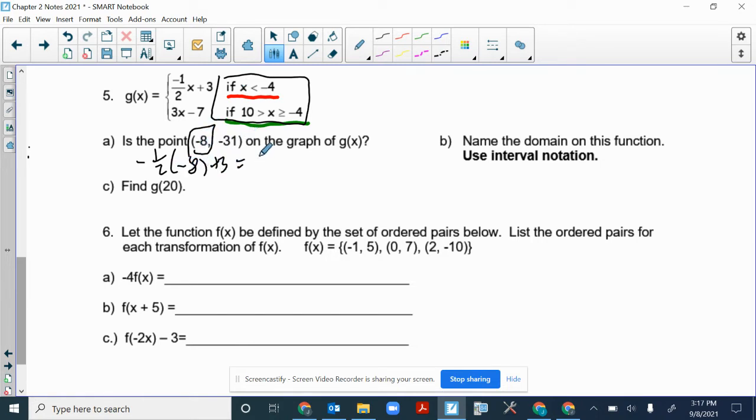So now if I do this, half of 8 is 4. 4 plus 3 is 7. So the coordinate point would actually be -8 comma 7, which is not -31. So the answer is no.